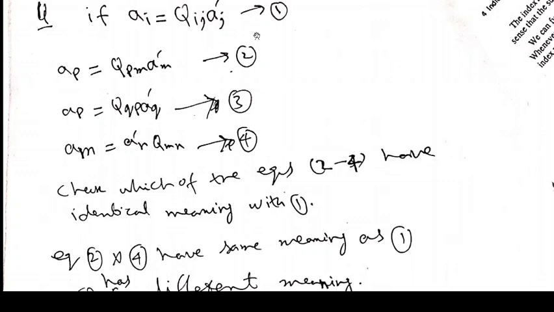Now let's come to equation number 2. Now open this equation number 2. P is equal to 1. We have A1 equals Q1M AM dash. Now we have M dummy.